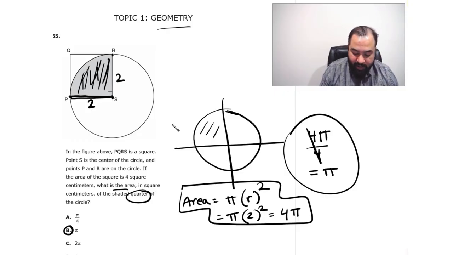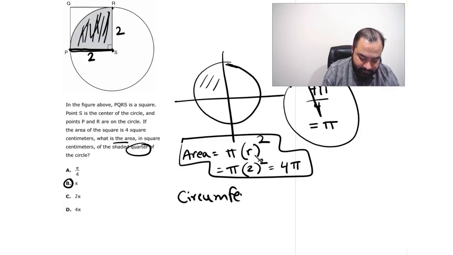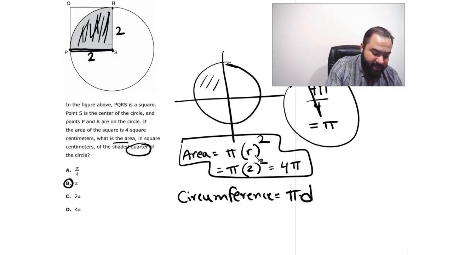Now remember, you also have to know the circumference formula for the circle for the test. Circumference is what, guys? Pi times the diameter. So if the radius is 2, the diameter must be 4.